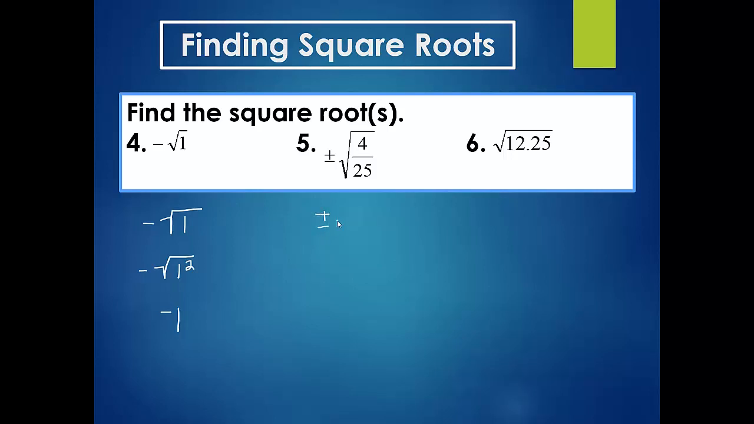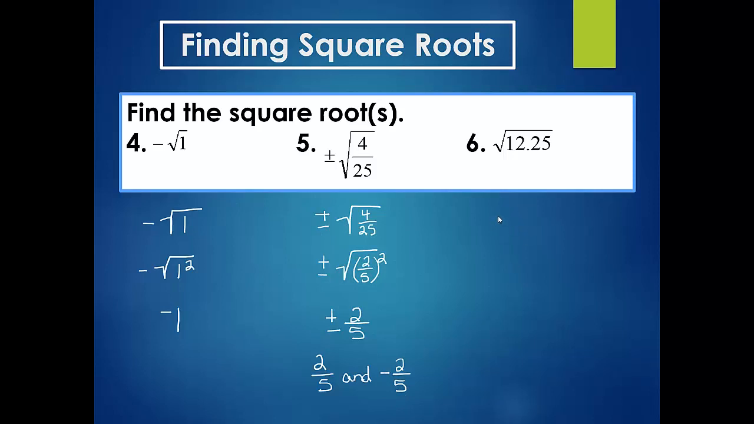Now for number 5, we have plus or minus the square root of 4/25. For this problem, we want to find both the positive and the negative square roots. A number multiplied by itself to give us 4 would be 2. 2 times 2 equals 4. And for 25, 5 times 5 equals 25. So we can change this to plus or minus the square root of 2/5 squared. Now the square root of 2/5 squared is just 2/5. And plus or minus means we want positive and negative. So our answers would be 2/5 and negative 2/5.